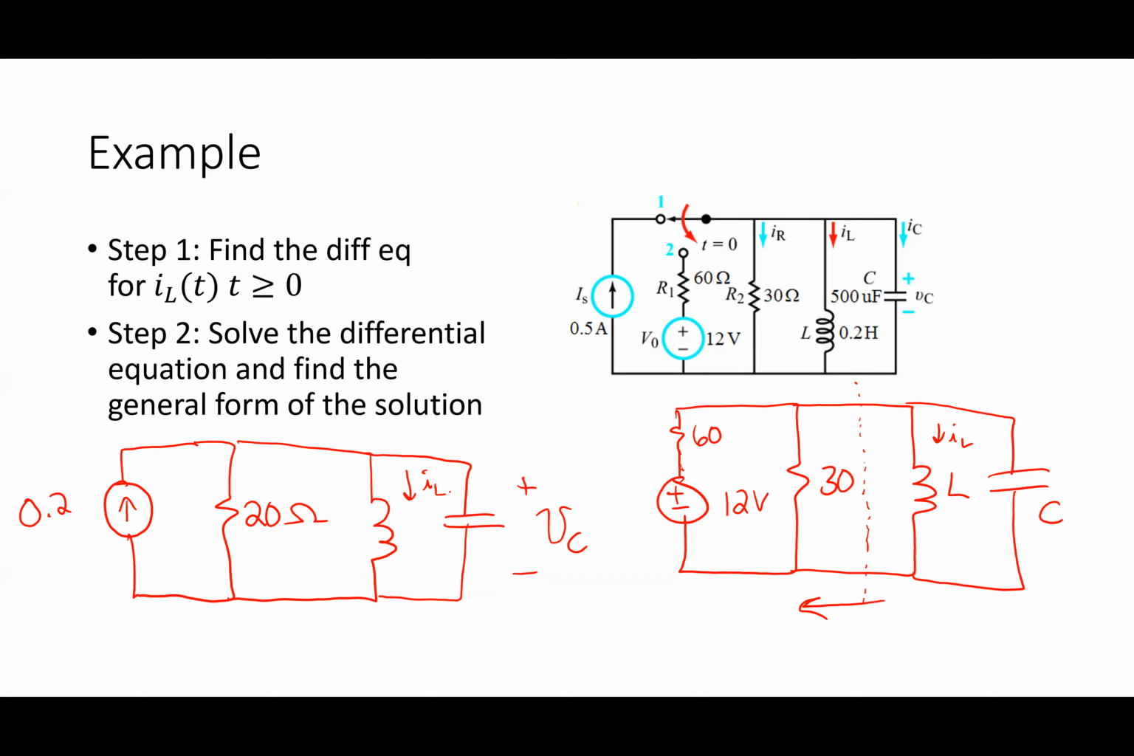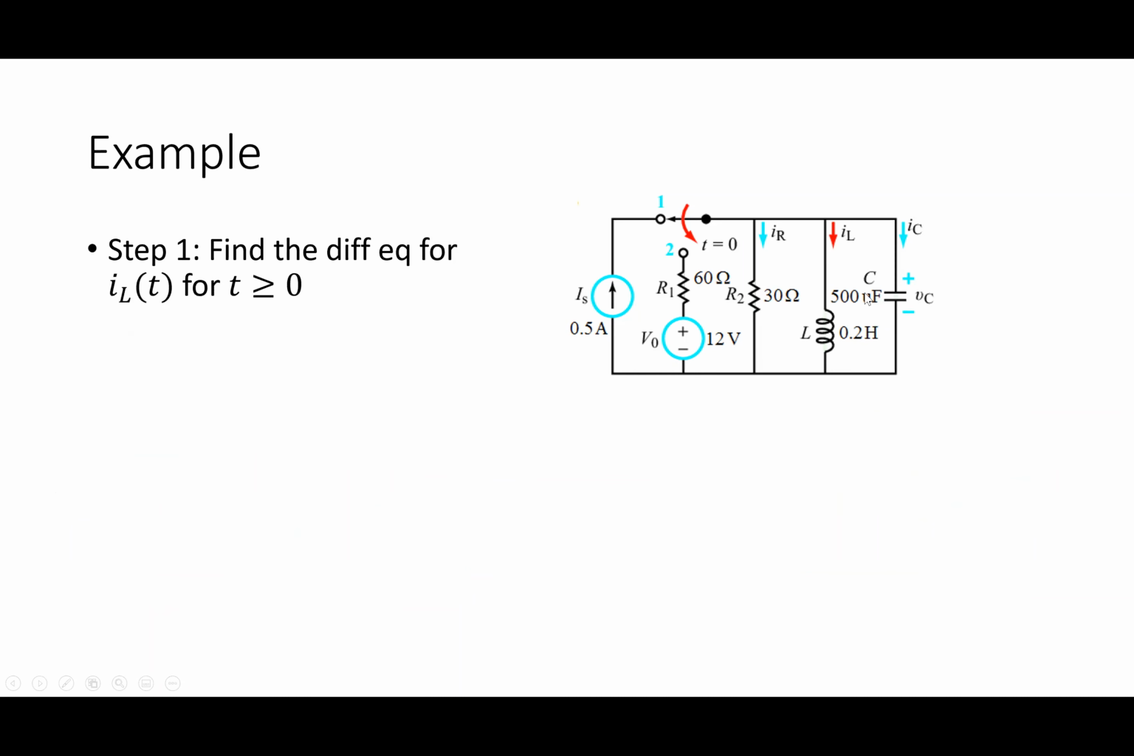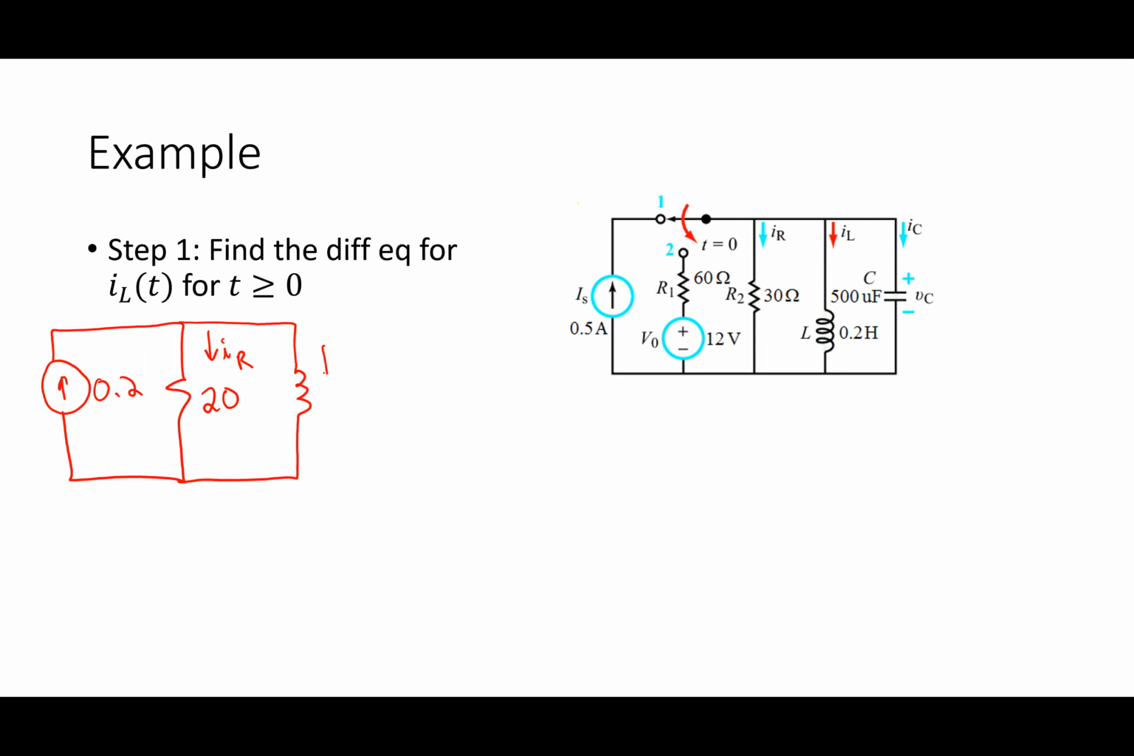Now what I said is, from there, let's write the differential equation. Notice we've defined these directions again: I sub R is going down, I sub L is going down, I sub C is going down. So I'm going to look at this circuit here. I've got 0.2 amps and 20 ohms. I'm going to call that IR, call this one IL, and this one IC. And I'm going to call the voltage across the whole thing V sub C.